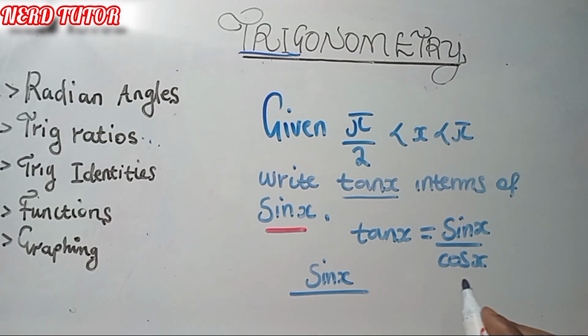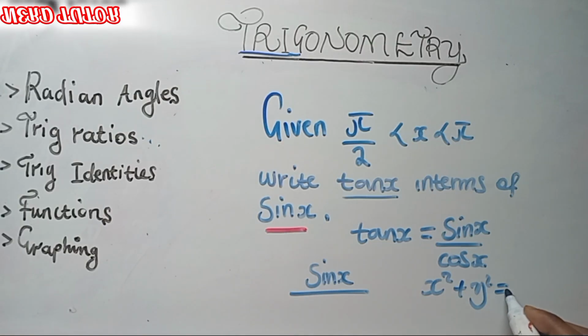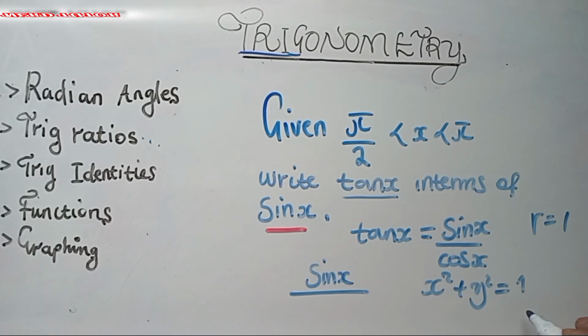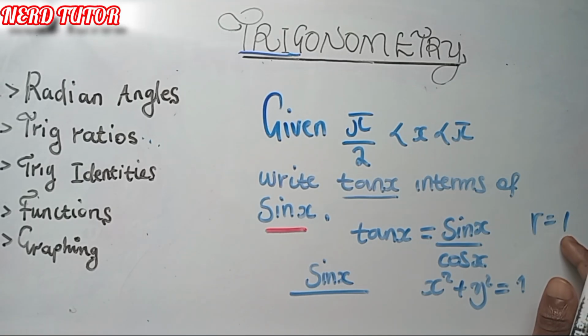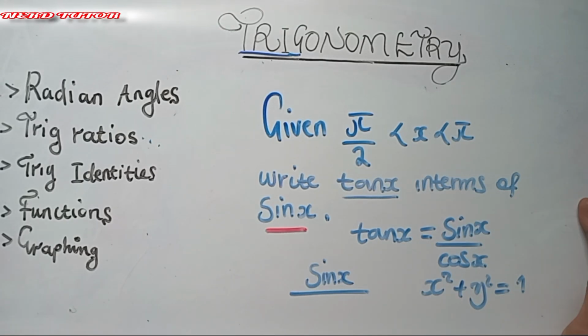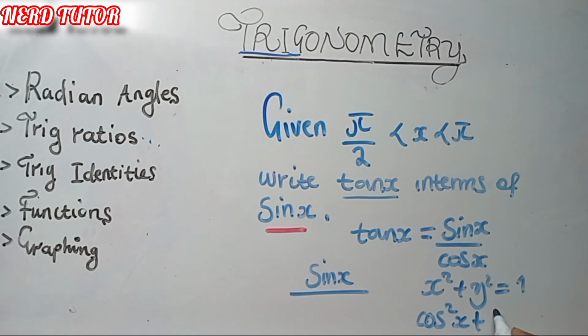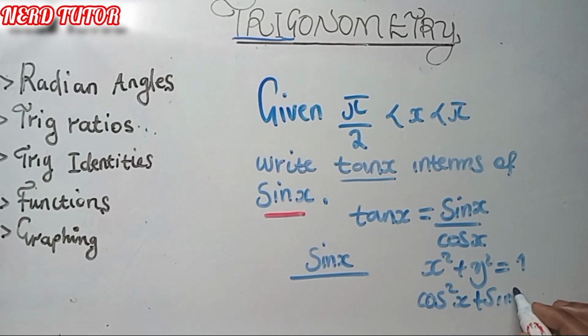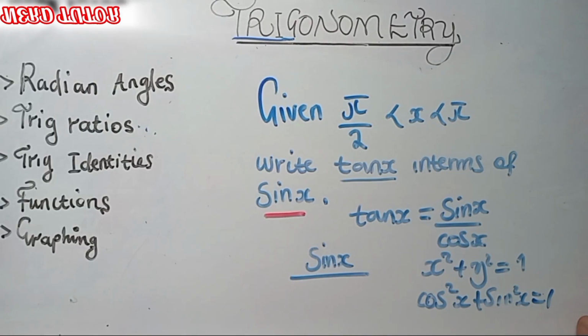Remember we said that x squared plus y squared is giving us what? 1, using the unit circle where we are saying that r is equal to 1, okay? Remember that. So now, where x is, we put, of course, cos squared x plus sine squared x, which will now be equal to what? 1. Very simple.